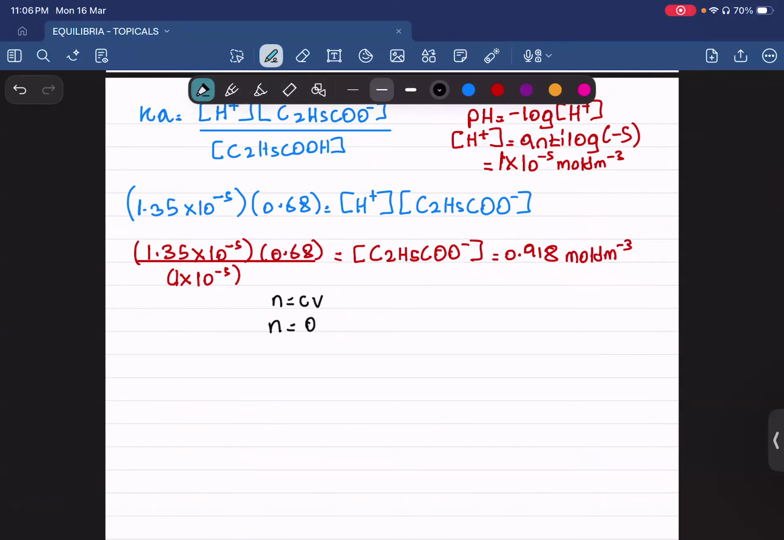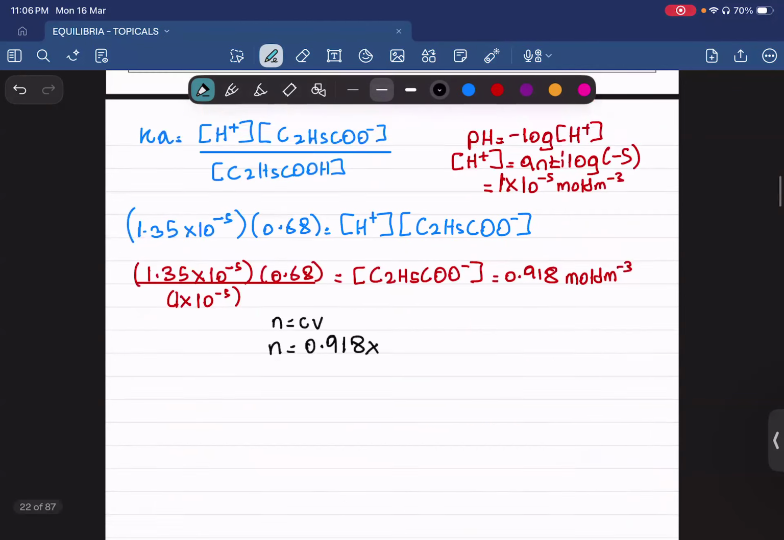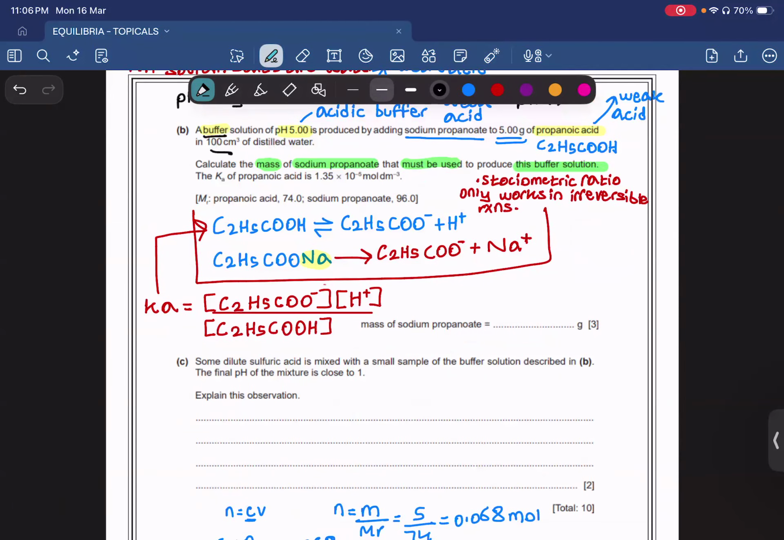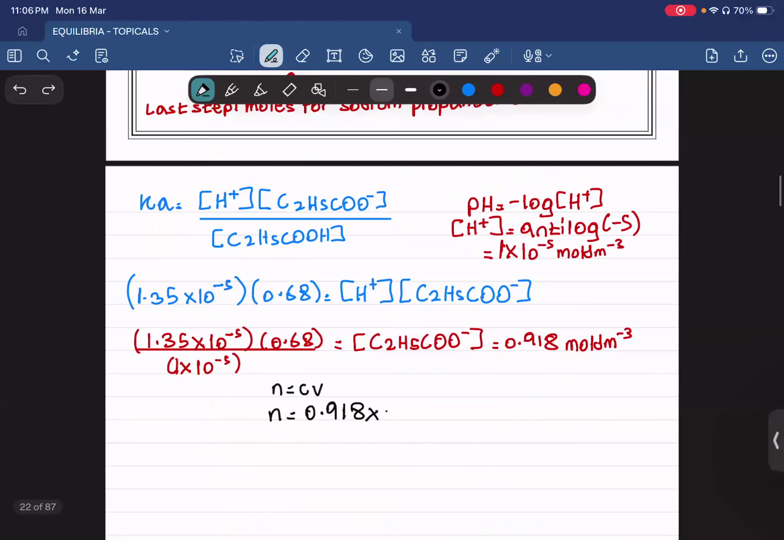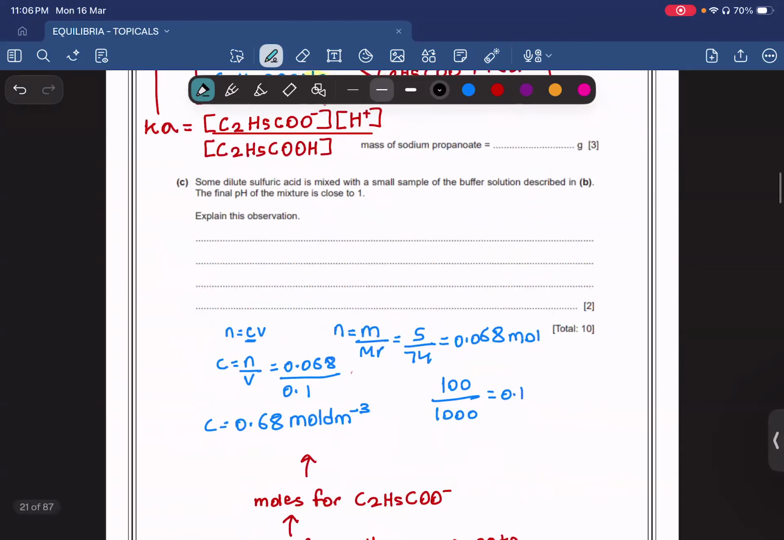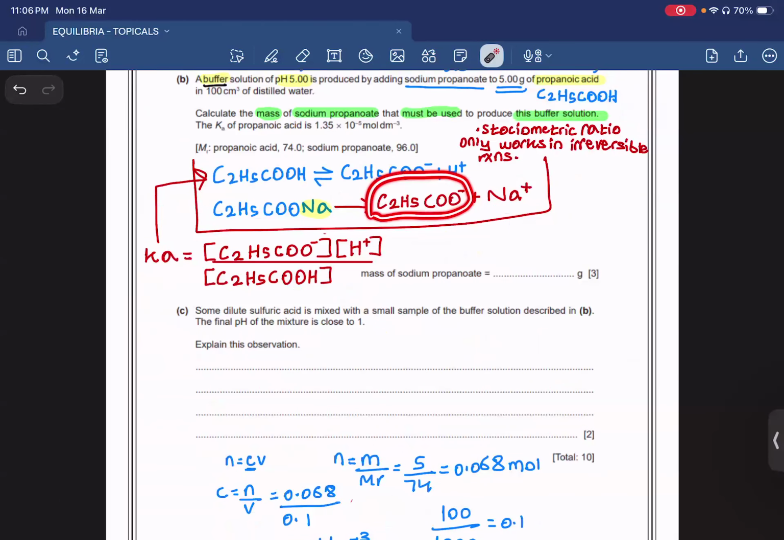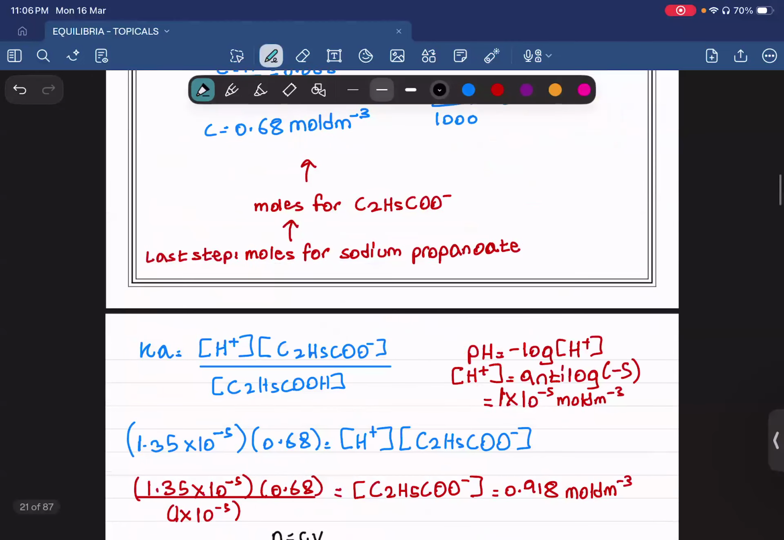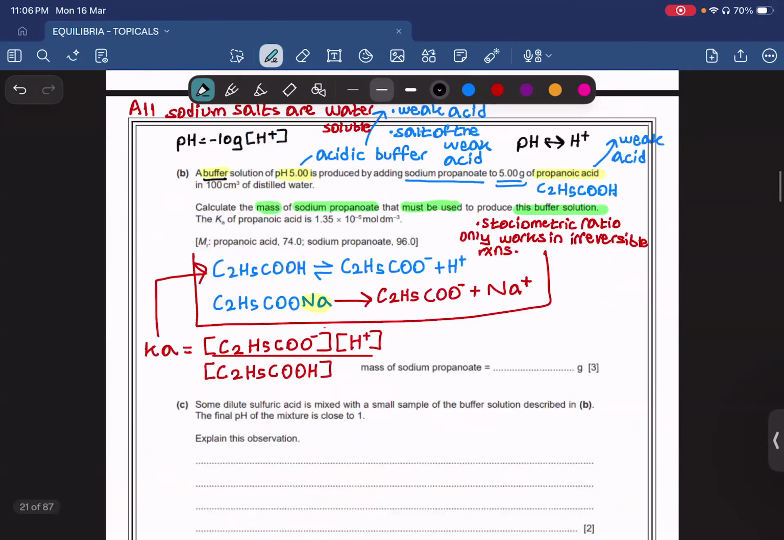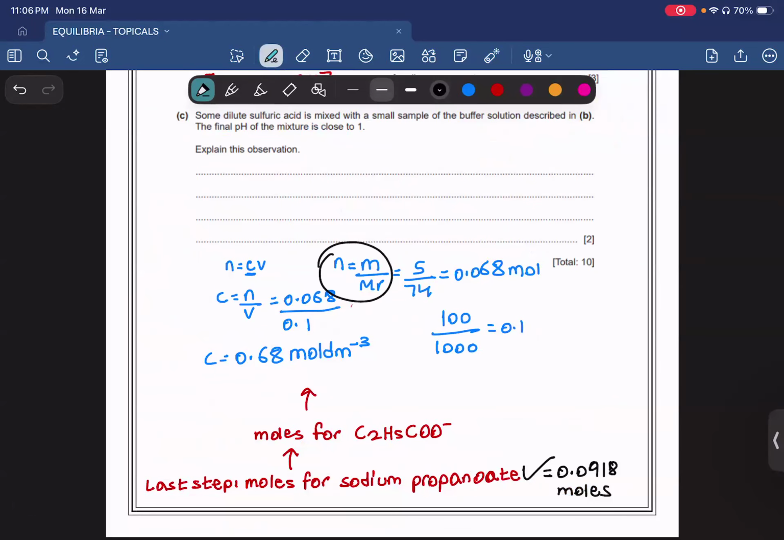So N equals 0.918. And what's the volume? 0.1 decimeter cube. So let's see, times 0.1, this becomes 0.0918 moles. Now remember, stoichiometric ratio. If this is 0.0918 moles, this is 0.0918 moles. We got to this step. We now have the moles for sodium propanoate, which is 0.0918 moles.